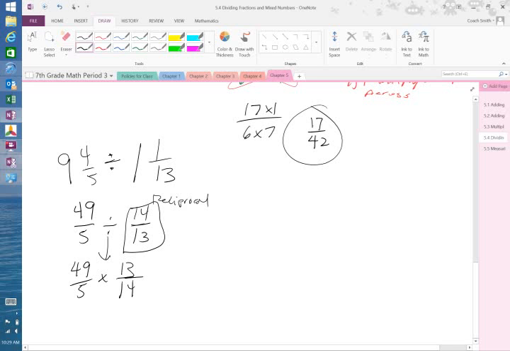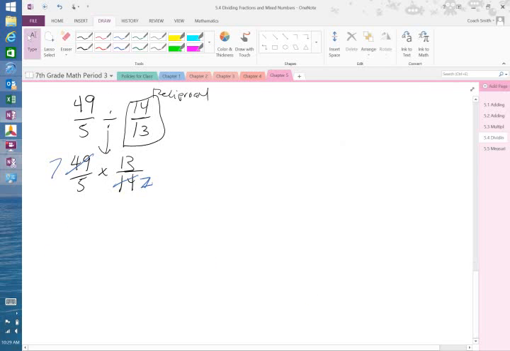Okay? Is there a common factor between 5 and 13? No. Is there a common factor between 49 and 14? Yes. 7. So that's 2, and that's 7. So now on top, I have 7 times 13. On bottom, I have 5 times 2. That would be 91 over 10. 91 over 10 would be 9 1/10.